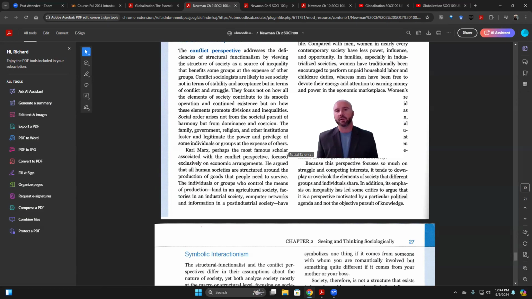So when you're reading, one thing to pay attention to is how much dedicated space and time are given to any concept or theorist or way of explaining the world. And that can kind of tell you where it is that the author's biases lead.